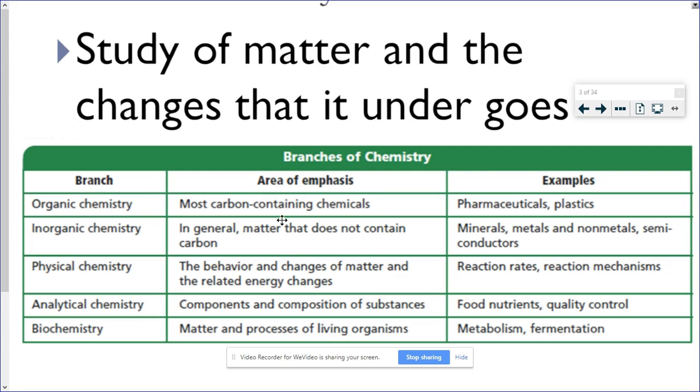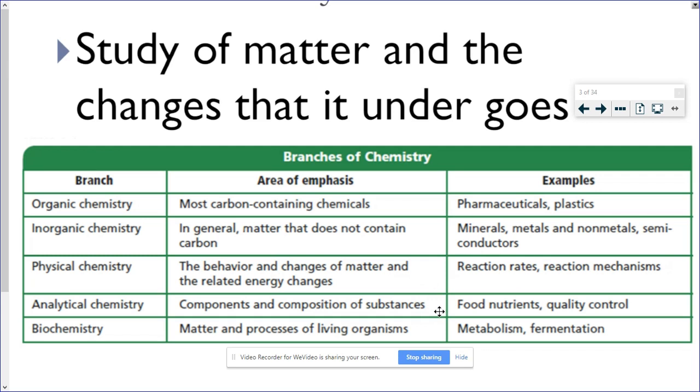We do talk in here about inorganic chemistry, so that's matter that doesn't contain carbon-hydrogen bonds, which is what organic is. We do talk about some metals, we talk about nonmetals, we talk about semiconductors. We do discuss physical chemistry in here: nature, matter changes, energy changes, reaction rates. We don't really get into much with mechanisms until you get into AP.